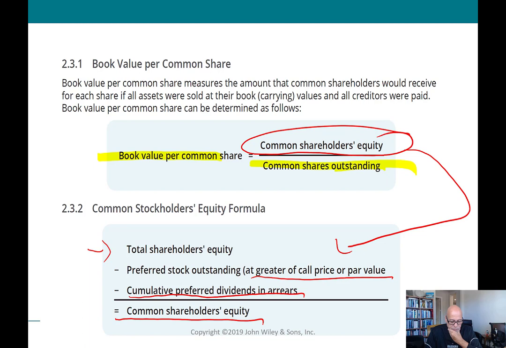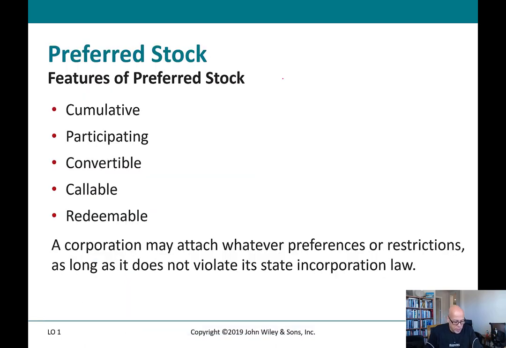So we've got to back out the preferred stock that's outstanding, and I would tell you whatever its par value is. Generally, we'll just call it the par value. There could be a call price, but generally, we'll talk about a par value, and then you would have to subtract out any cumulative dividends in arrears. That gives you the amount of total shareholders' equity available to the common shareholders. Divide that by the common shares outstanding, and that's going to give you book value per common share. All right, good. Now let's continue our discussion here about preferred stock.